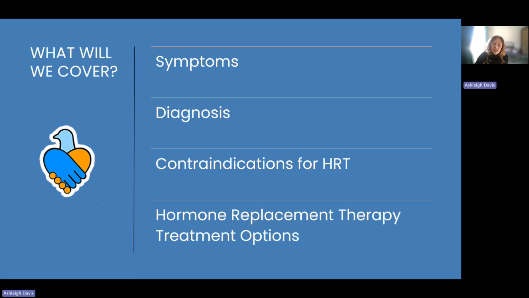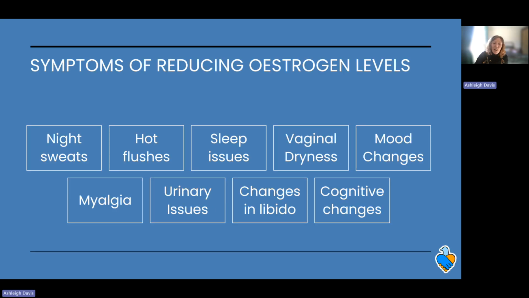So we'll cover symptoms of falling estrogen levels, diagnosis of menopause or perimenopause, contraindications for hormone replacement therapy, and hormone replacement therapy treatment options. So, symptoms of reducing estrogen levels can present as night sweats, hot flushes, sleep issues, vaginal dryness, mood changes, myalgia, so joint aches and pains, urinary issues, changes in libido, and cognitive changes.